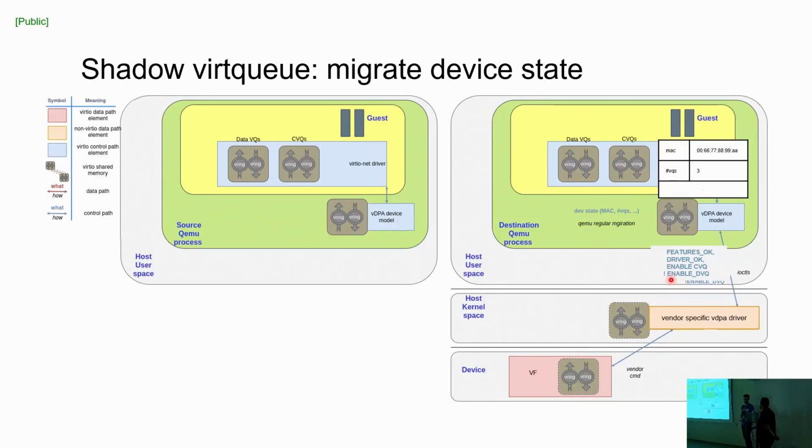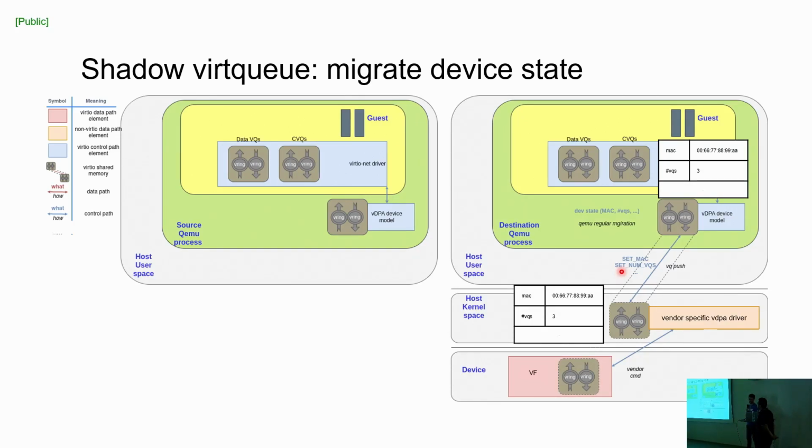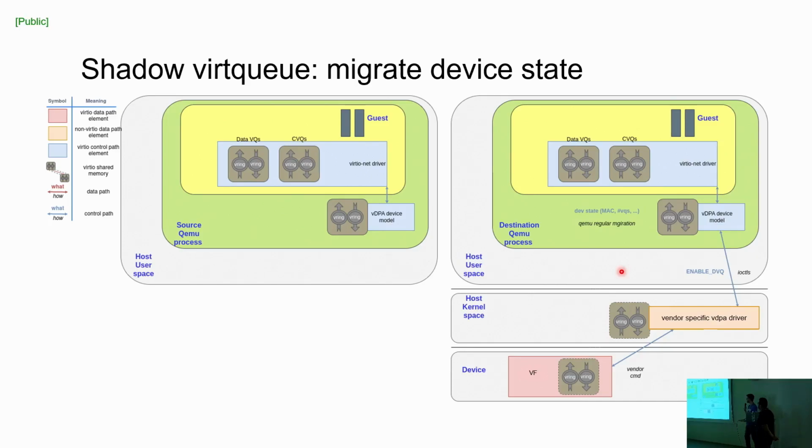So after that, only the control virtqueue commands are sent. Again, the device and the driver already need to know how to handle these commands. There is no change, totally transparent for the device, totally transparent for the guest. After all configuration is updated, we can enable the data virtqueue, and the guest can continue happily after that.